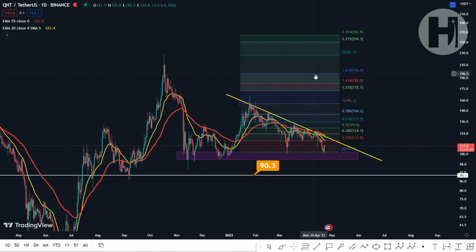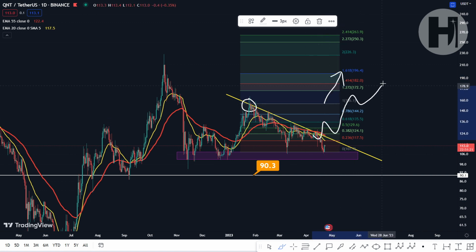So $196 is going to be our major target here, the 1.618. If we break above the January local high at $156, that is going to be our target if we manage to break above that. So if we get above this here, then we're going to be targeting that. So if the price goes above that level, the 1.618 is going to be your technical target.